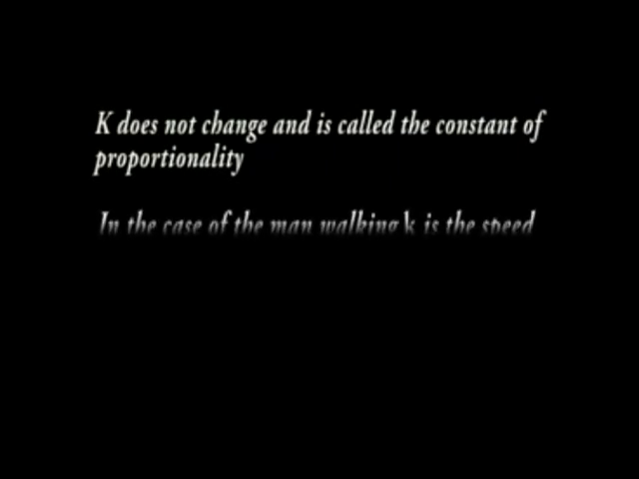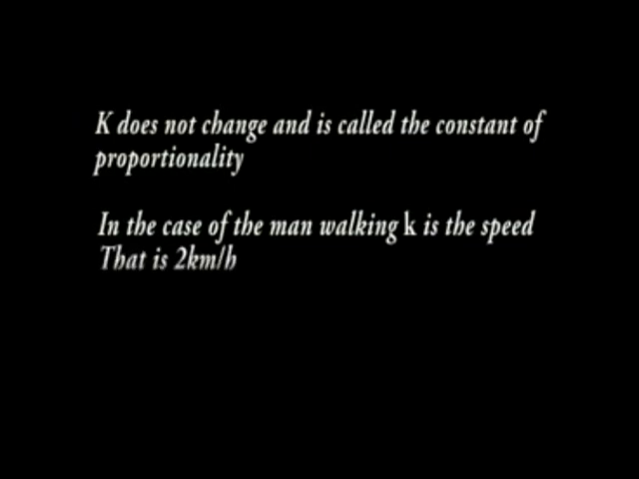K does not change and it is called the constant of proportionality. In the case of the man walking, k is the speed, that is 2 kilometers per hour. The expression is thus distance is equal to speed times time. Do you notice that this is the expression for finding the distance covered in specific time by an object moving at a constant speed?